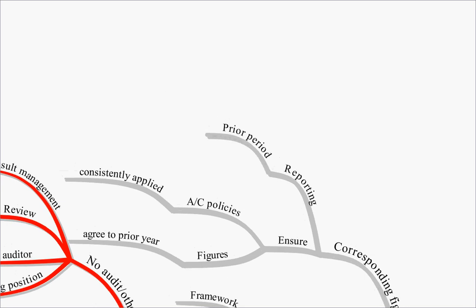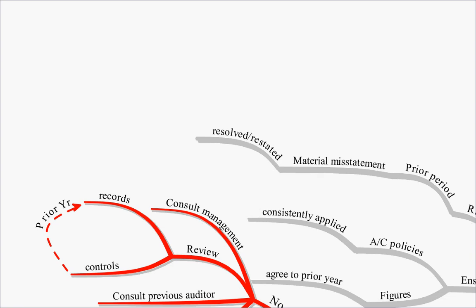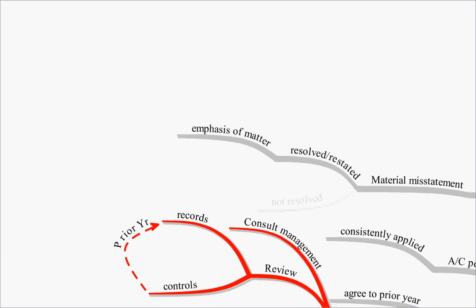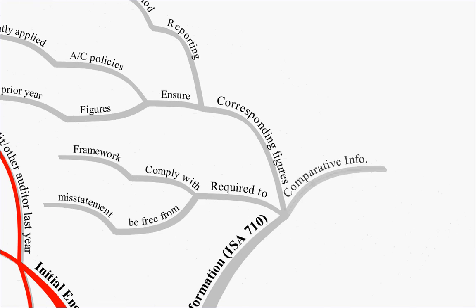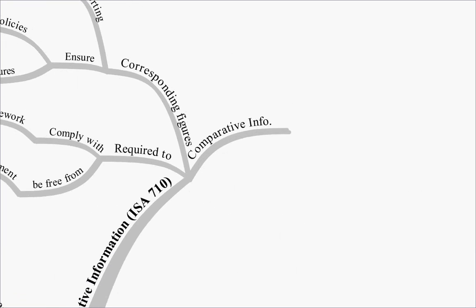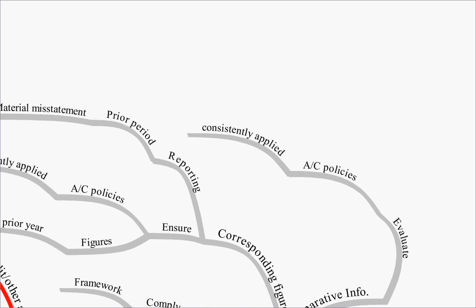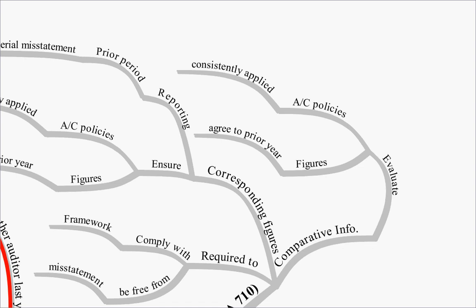Reporting, well, if there was a prior period misstatement, you need to check if it was resolved and if the accounts were restated. If they were, then you'll include an emphasis of matter paragraph to draw the attention of the user to that. If it wasn't resolved, you'll have to carry that qualification through to your audit report this year. If you include information for comparison, i.e. comparative information in the accounts, again, you have to evaluate whether the accounting policies were consistently applied and whether the figures agree to the prior year.